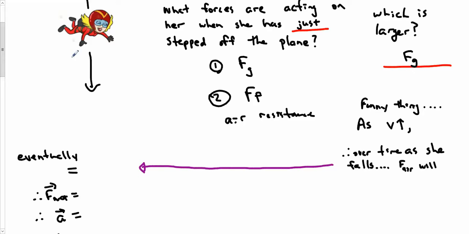But as this person starts to fall faster and faster, it's a function of fluids, and air is a fluid. As v gets bigger, the force of friction will get bigger, and therefore over time as she falls, the force from the air will get larger. Yes? Eventually what's going to happen is that Fg will equal this force of friction.